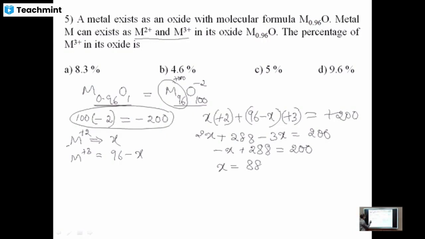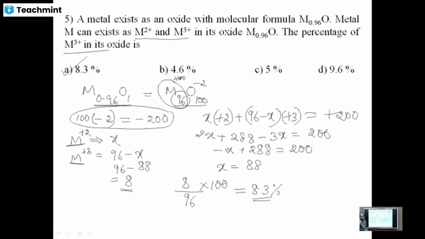x, nothing but the number of M+2 ions, is 88. Then the number of M+3 ions is 96 minus 88, which is equal to 8. The question is the percentage of M+3 ion in its oxide. How to calculate percentage? It is the number of M+3 ions divided by total number of metal ions. Total number of metal ions is equal to 96. After calculation, we get 8.3 percent. So the percentage of M+3 ion in its oxide is 8.3 percent, nothing but option A.